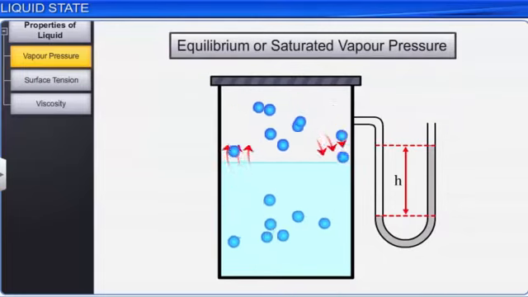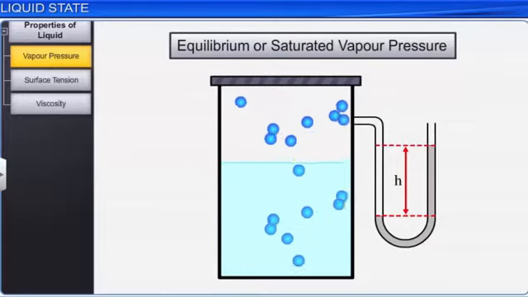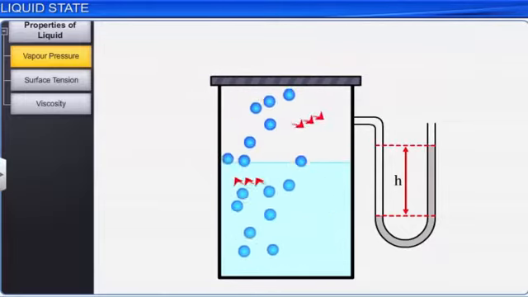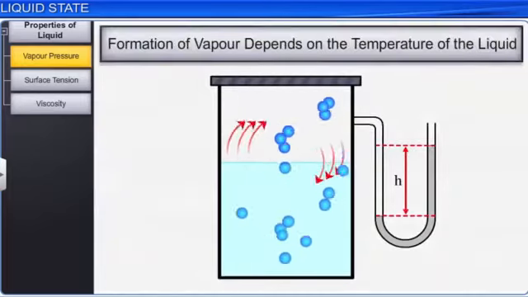Thus, vapor pressure may be defined as the pressure exerted by the vapor present above the liquid in equilibrium with its liquid at a given temperature. Since the formation of vapor depends on the temperature of the liquid, vapor pressure is also a function of temperature.